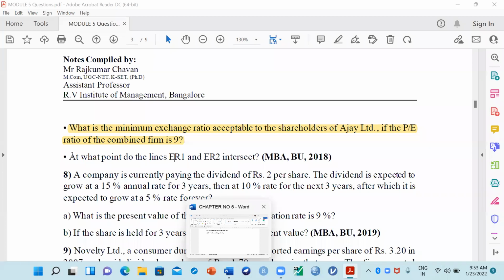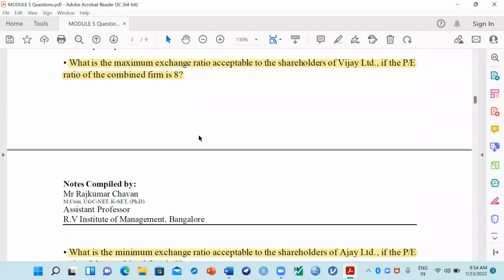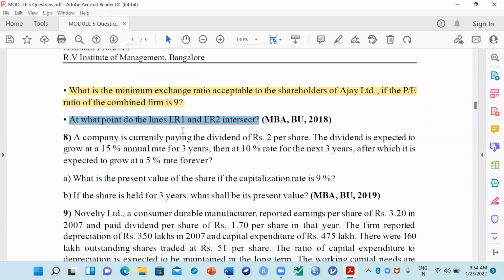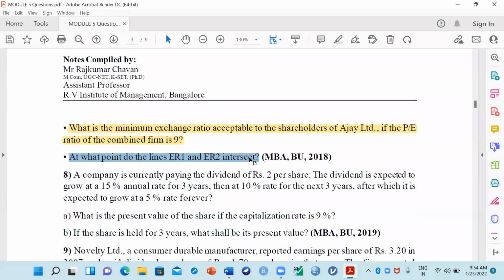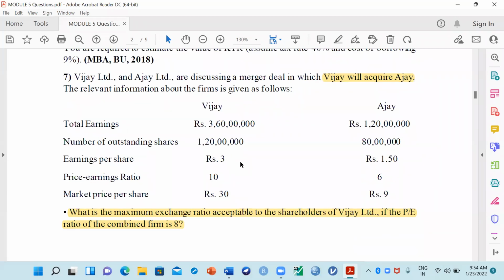The third case: at what point do the lines ER1 and ER2 intersect? That we can calculate only when we know the maximum exchange ratio and the minimum exchange ratio. Based on that, we calculate at what point the lines ER1 and ER2 meet. This was a 2018 question paper problem. Now we'll start solving this. For simplicity, we'll cancel all these zeros.